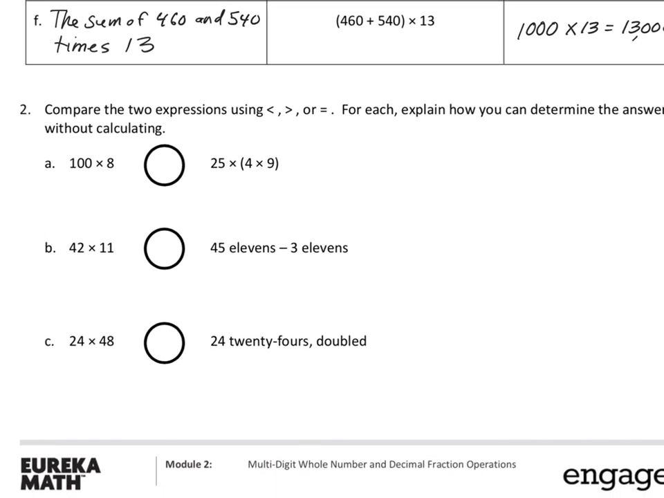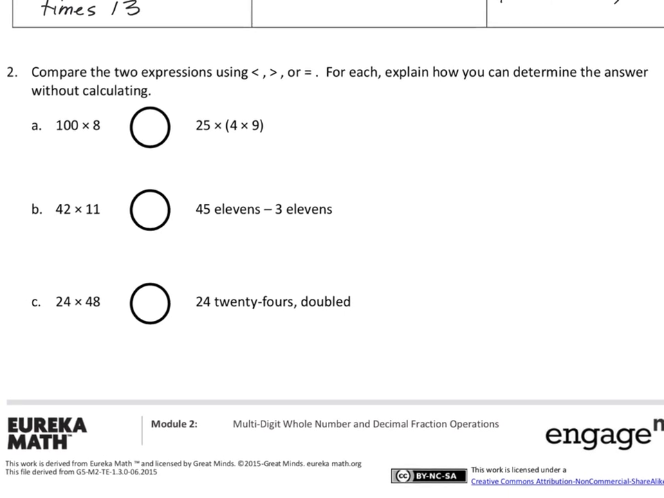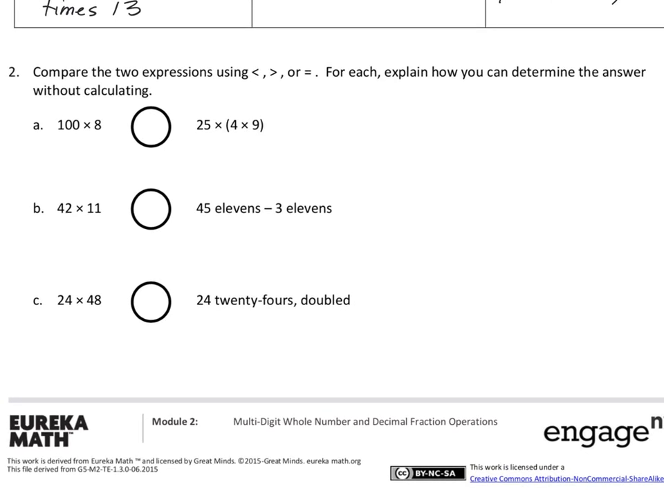It says compare the two expressions using less than, greater than, or equal to. For each, explain how you can determine the answer without calculating. So let's compare the expressions in A. We have 100 times 8, and then we have 25 times 4 times 9.